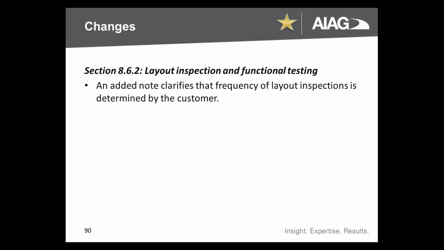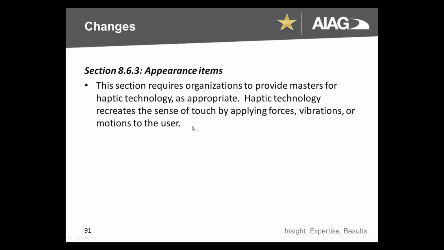8.6.2, a clarification here in terms of an added note. This is simply that the annual layout inspection and functional testing needs to be done at a frequency that's determined by the customer. Most often this is annual, but you need to make sure you're following the customer-specific requirements here. Appearance items: the addition here relates to the provision of masters for haptic technology. That's really the only significant change here.